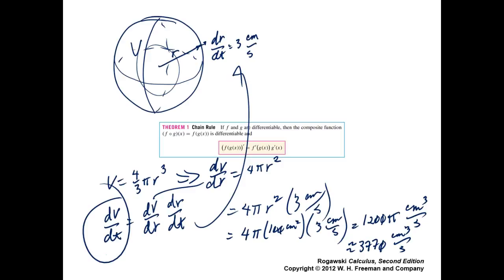That was example 5. So I think we're ready for theorem 2. There's Huygens again. Here's theorem 2.